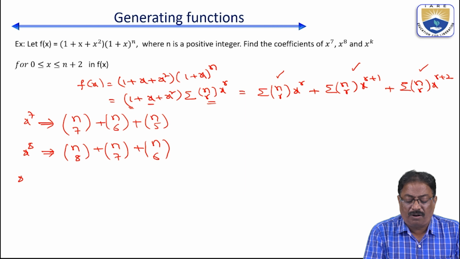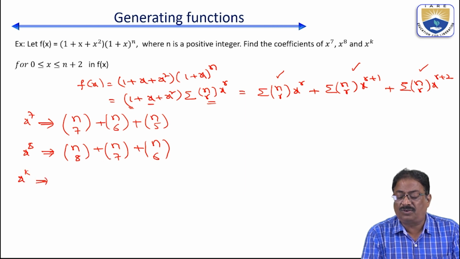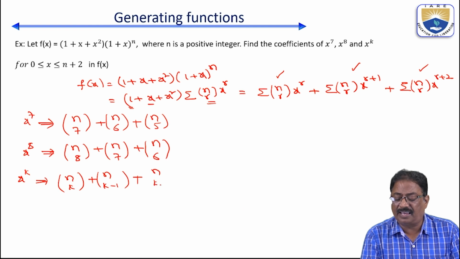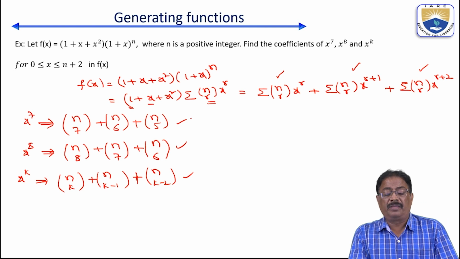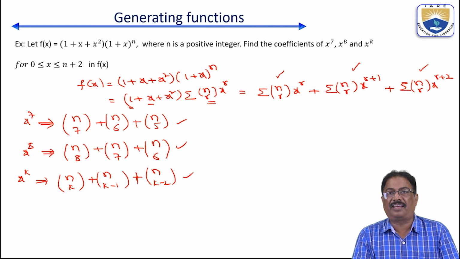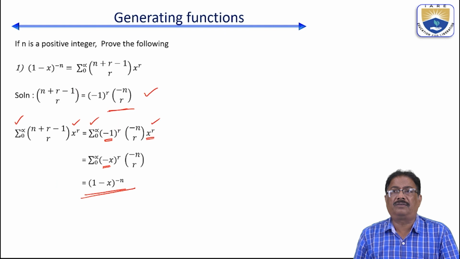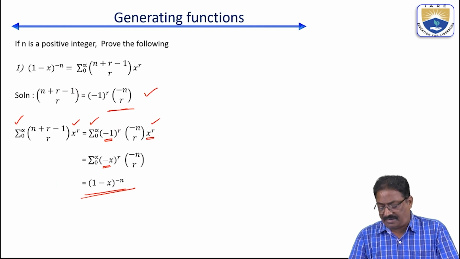Now x to the power of k in general. So it is r equals to k, nCk. And here, r equals to k minus 1, nCk minus 1. And next another one is nCk minus 2. So these are the coefficients for x power 7, x power 8, and x power k in general. So this is the way that we find the generating function.